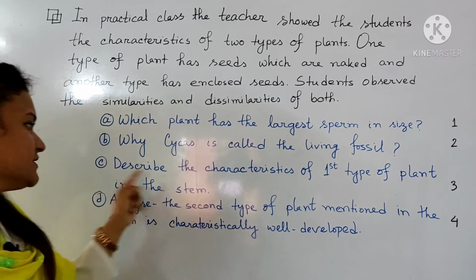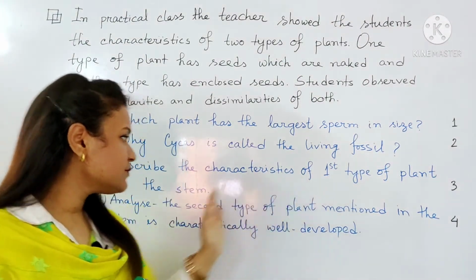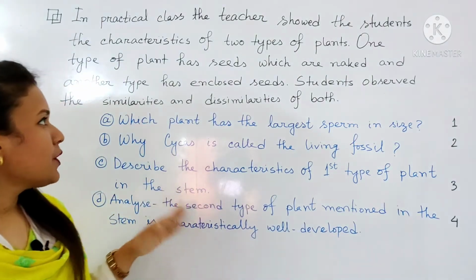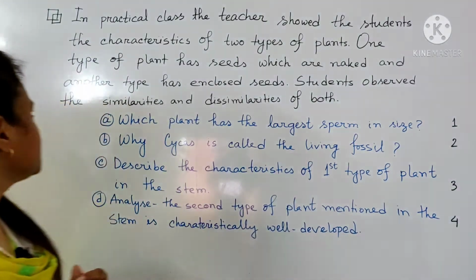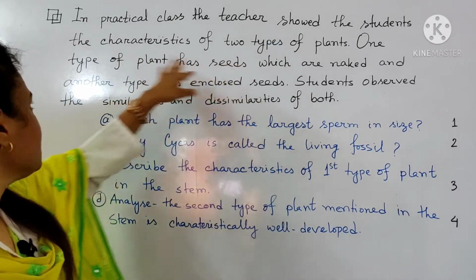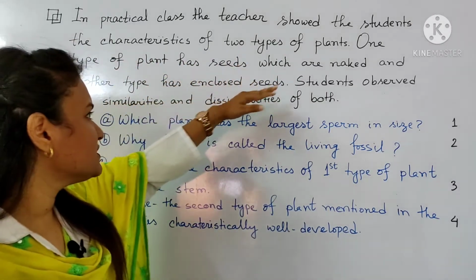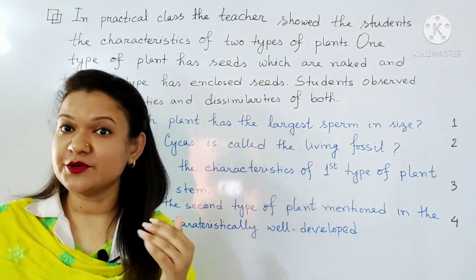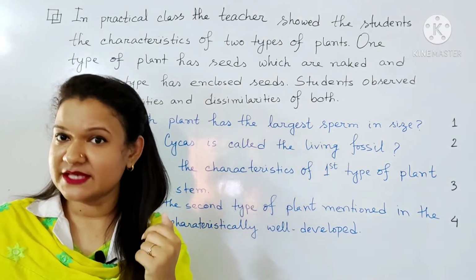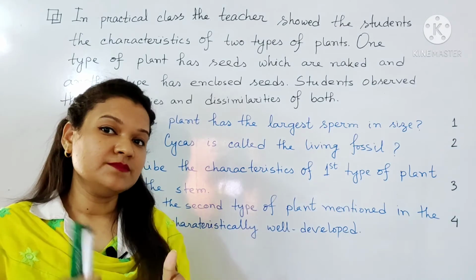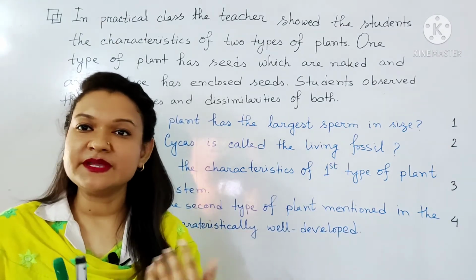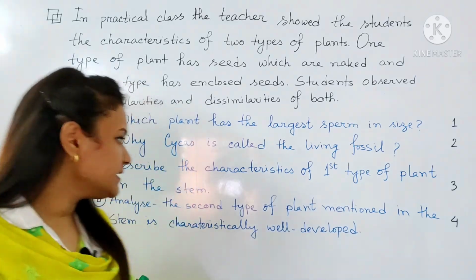Then number C: describe the characteristics of the first type of plant in the stem. So what is our first type of plant? Here you can see one type of plant has seeds which are naked. So our first type of plant is naked seeded. I hope you understand this. Can you guess? Right now you just guess and I will describe it in my next slide.